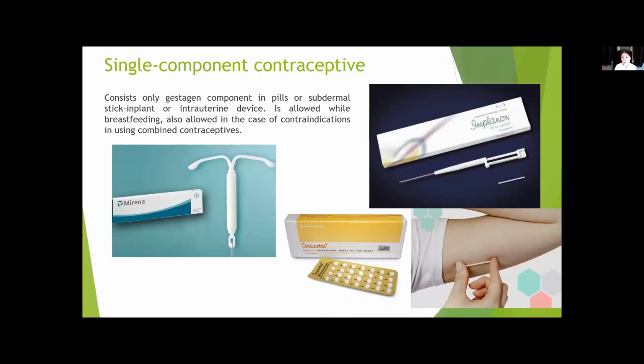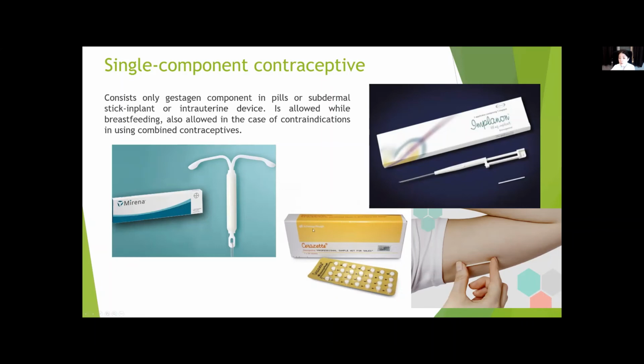Single component contraceptives consist of only the gestagen component in pills, subdermal stick implant, or intrauterine device. It is allowed while breastfeeding, also allowed in the case of contraindications to using combined contraceptives. Implanon is used subdermally by a special applicator. It is very easy to insert to this place on the hand.